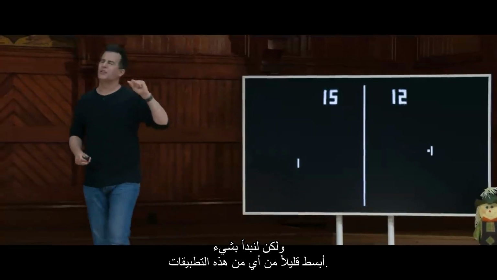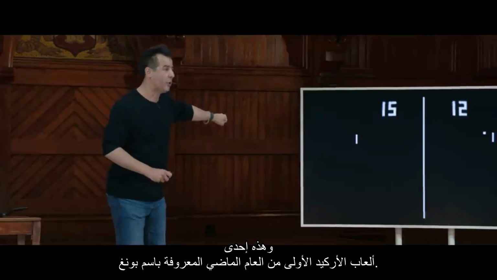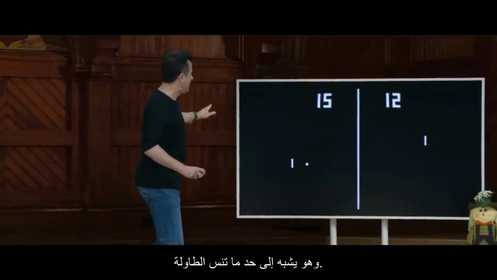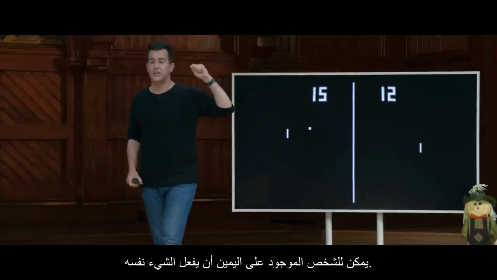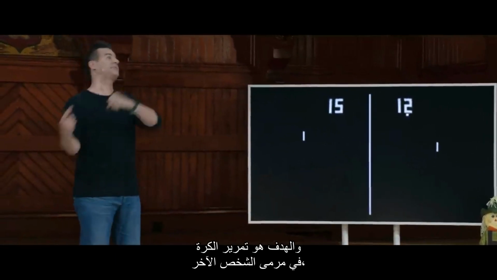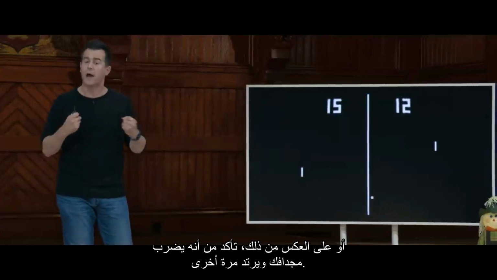But let's start with something a little simpler than any of those applications. And this is one of the first arcade games from yesteryear, known as Pong. It's sort of like table tennis, and the person on the left can move their paddle up and down. The person on the right can do the same. And the goal is to get the ball past the other person. Or conversely, make sure it hits your paddle and bounces back.